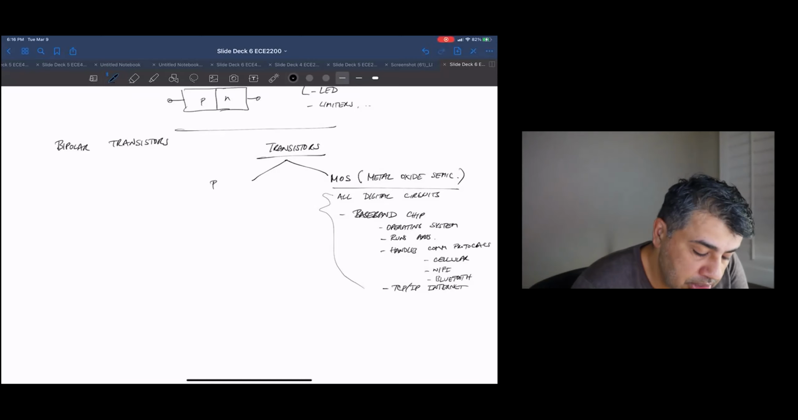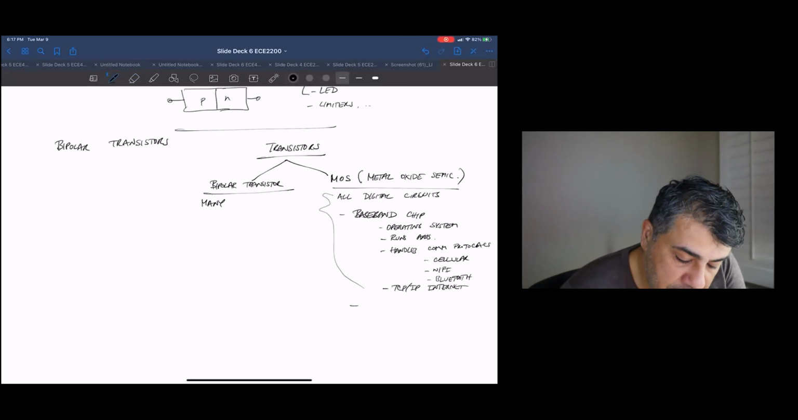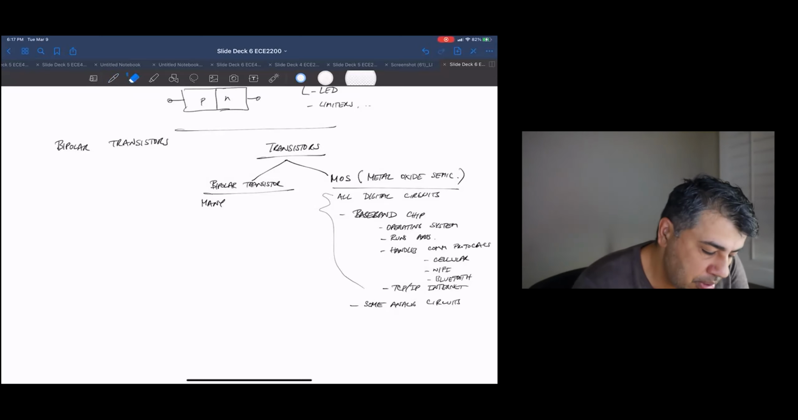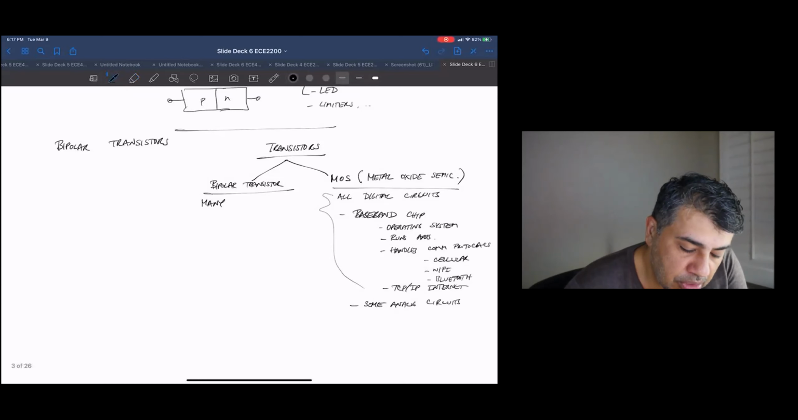Then there's the bipolar transistors. And these handle most, or let's just say many, because this is kind of a dynamic situation between MOS. The MOS also has some analog circuits. So these will probably be stuff that's low, so I'd say call it rail to rail. Let me not get into that because you guys probably won't even know what I'm talking about for a few more semesters.